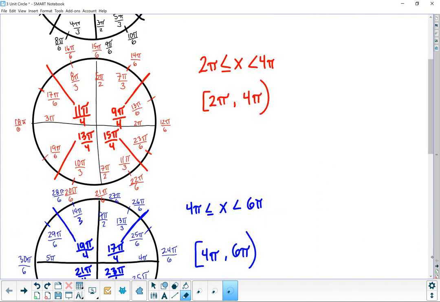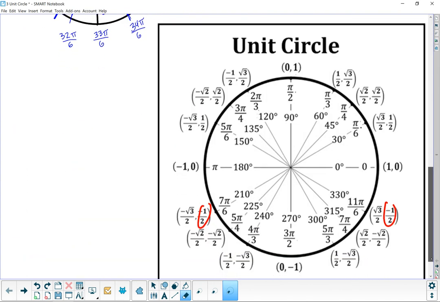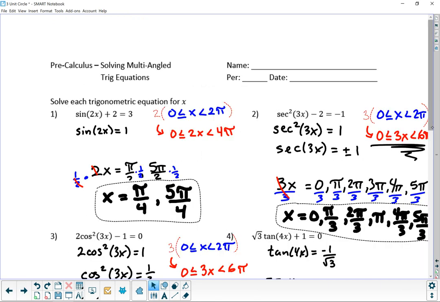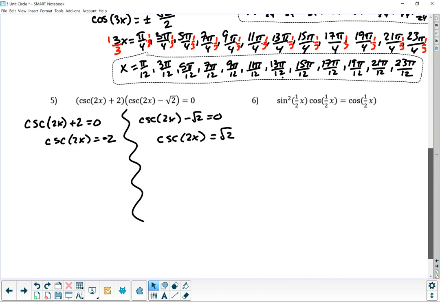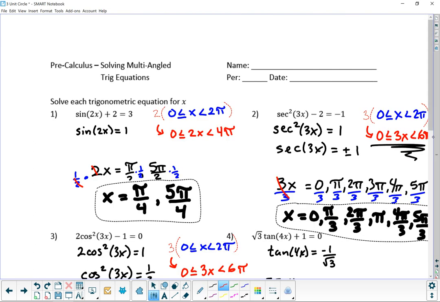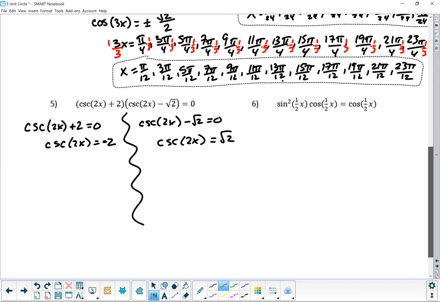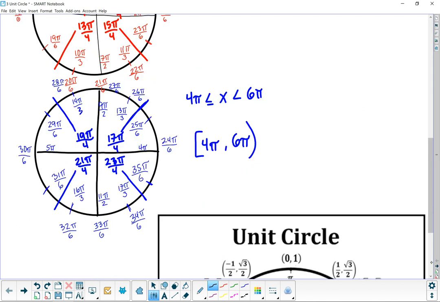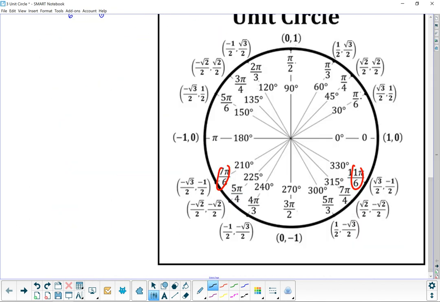The only place I see that happening is down at 7 pi over 6 and 11 pi over 6. Okay. I'm just going to skip the little domain part because we've been doing this for a bit. So we know that if it's 2x, we're going to look at 2 unit circles. So my answer is going to be 2x equals, and again, oops, wrong way. 7 pi over 6 and 11 pi over 6.